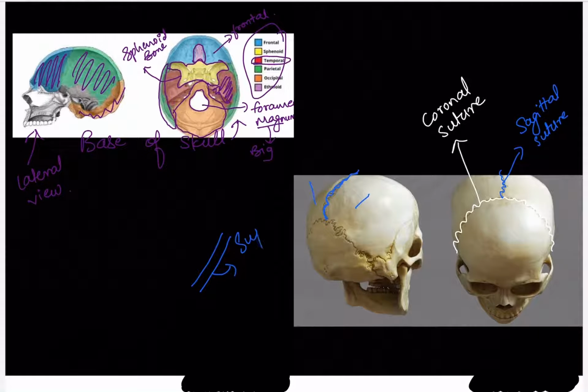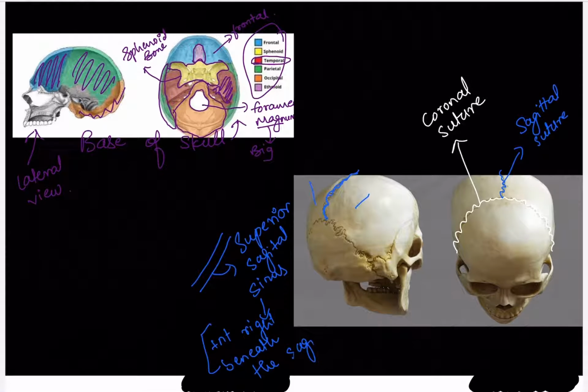It's very important. What is it? Superior sagittal sinus. And where is it present? It's present right beneath, meaning under, the sagittal suture. Okay, fine. So if someone is asking what the sagittal suture is, it is connecting two parietal bones. Or if they are asking about the superior sagittal sinus, which bone are they talking about? They are talking about the parietal bone.